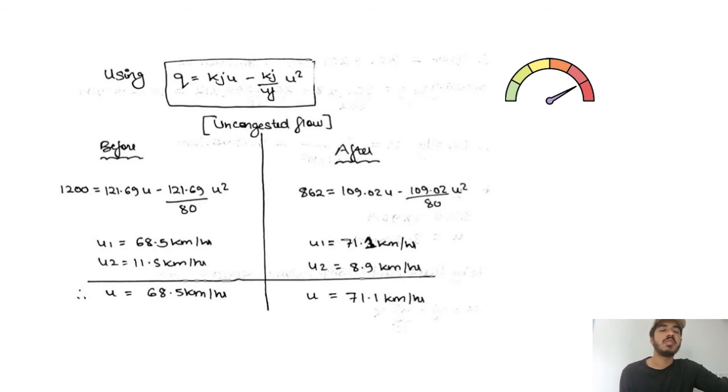On the other hand, for the after scenario, the values of q, kj and uf can be substituted as 862 vehicles per hour, for kj 109.02 vehicles per kilometer, and the free flow speed is 80 km per hour. Based on that, we get two values for speeds, which are 71.1 and 8.9 km per hour. Since we already found that 8.9 km per hour is the average speed during congested flow, the speed during uncongested flow after the transfer of passengers from cars to buses is u is equal to 71.1 km per hour.